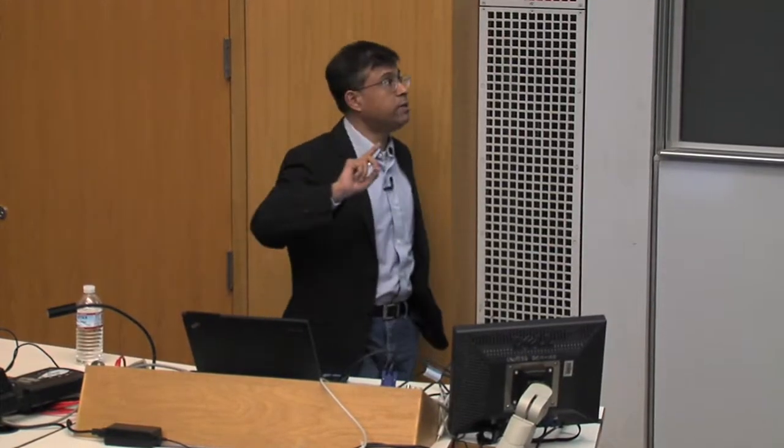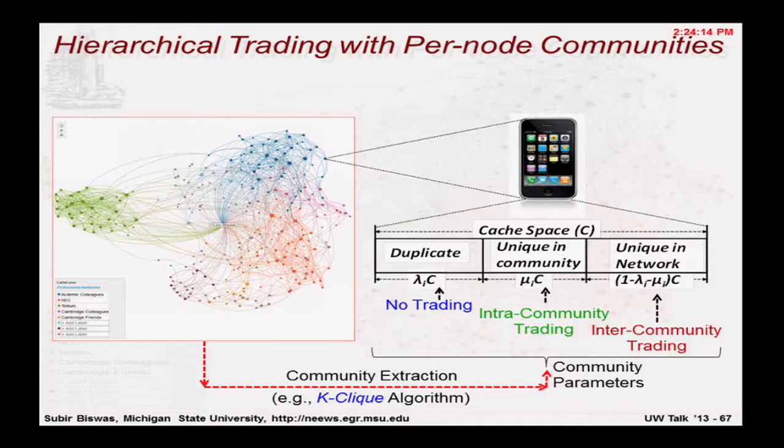So one of the things that we have done is to use, let's say, K-Clique. It doesn't have to be K-Clique. Use your most favorite one. And then you do the community extraction. Then you use that community size parameter in your cost formulation that we have done, right? And one of the things that we tried is this hierarchical splitting. You say that of the total storage that I have, I now have 3 parts. One is the duplicate part. That is only for me to get content locally.